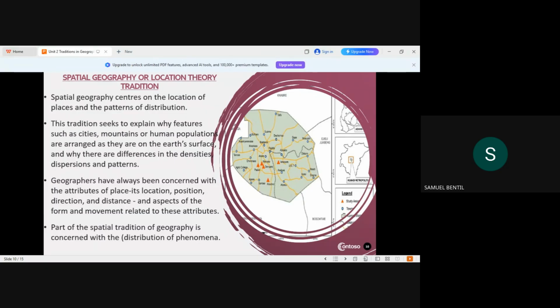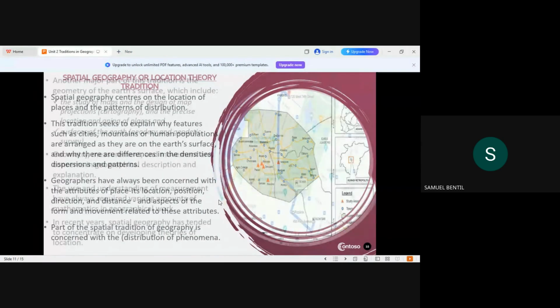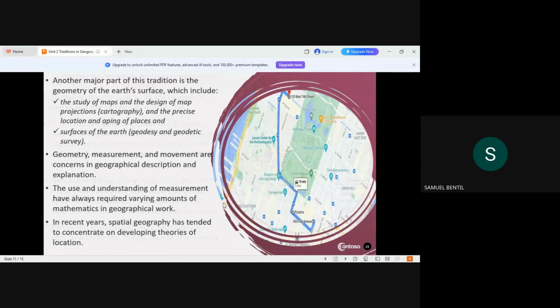So part of the spatial tradition, so far as geography is concerned, is the distribution of the phenomenon. And I know that now you know what distribution is in geography. Is there anyone who doesn't know what is meant by distribution here? So now that we know what distribution means, distribution is sharing something. Okay.